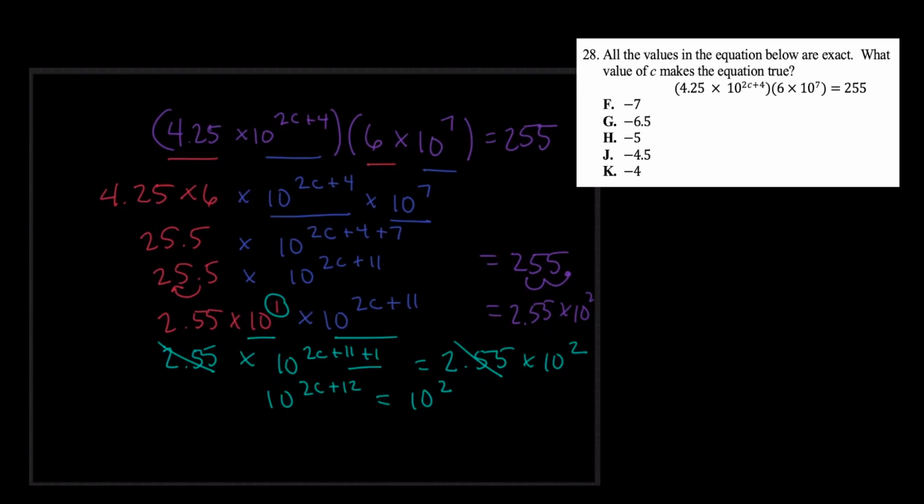So now we can just say, all right, our exponents must equal each other since our bases are the same. So let's set them equal to each other. 2c plus 12 equals 2. And then solve the problem, move the 12 over. You get 2c equals 2 minus 12, which is negative 10. Divide both sides by 2, and you get c equals negative 5. And if you look at your answer choices, that is choice H.